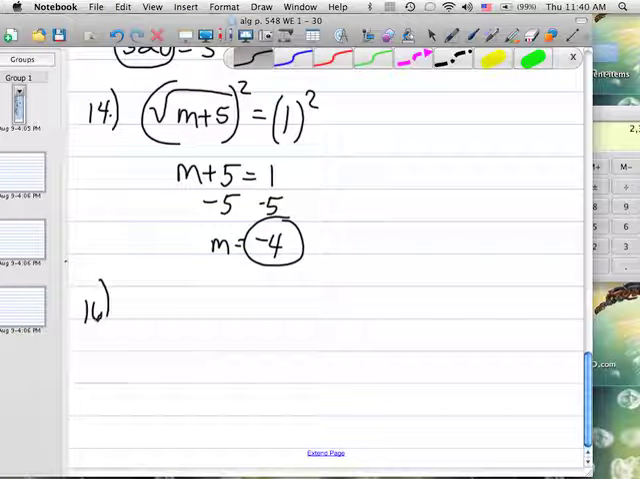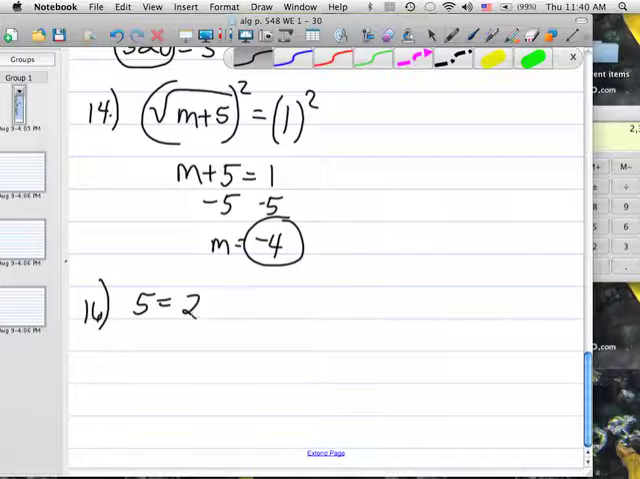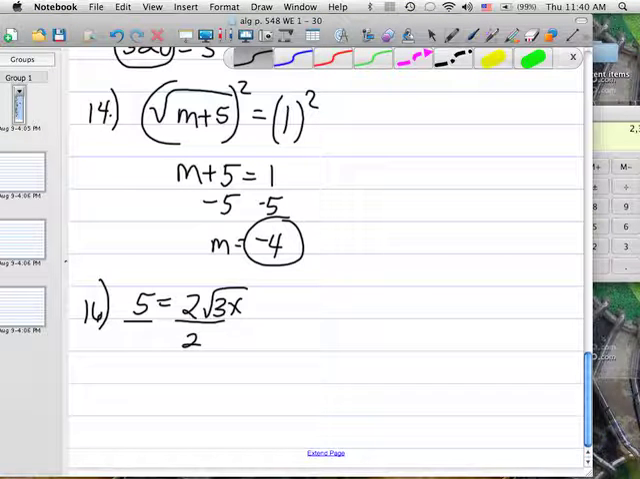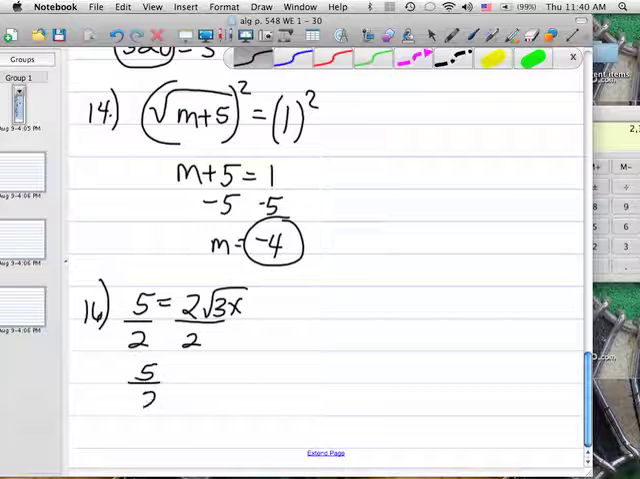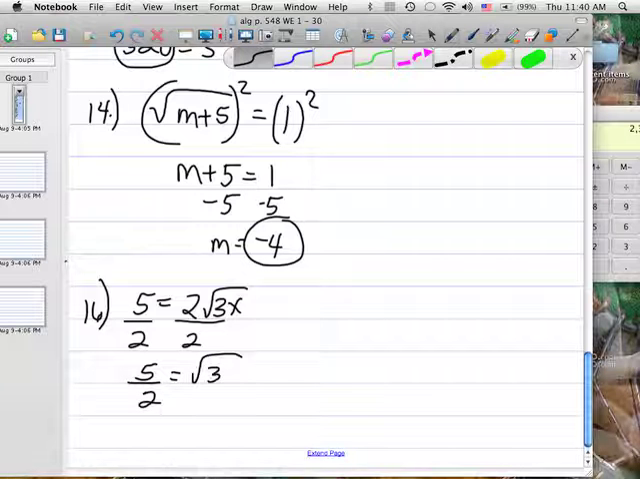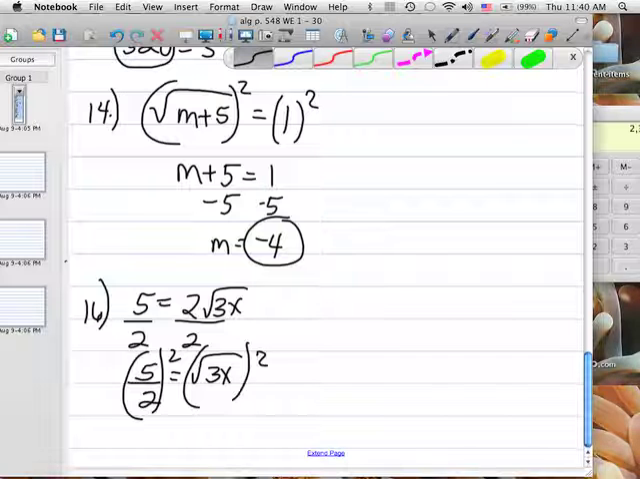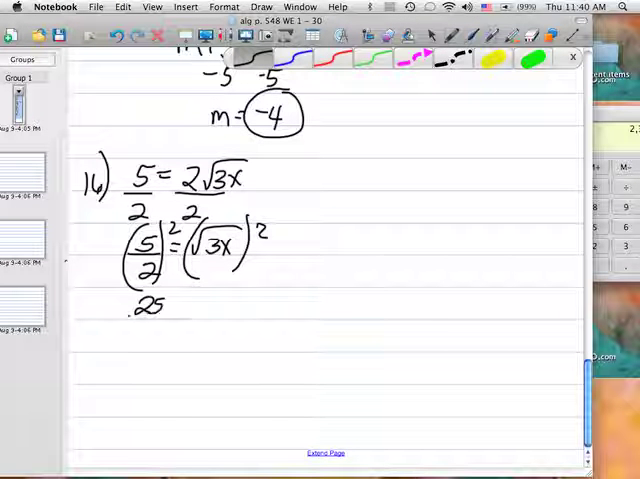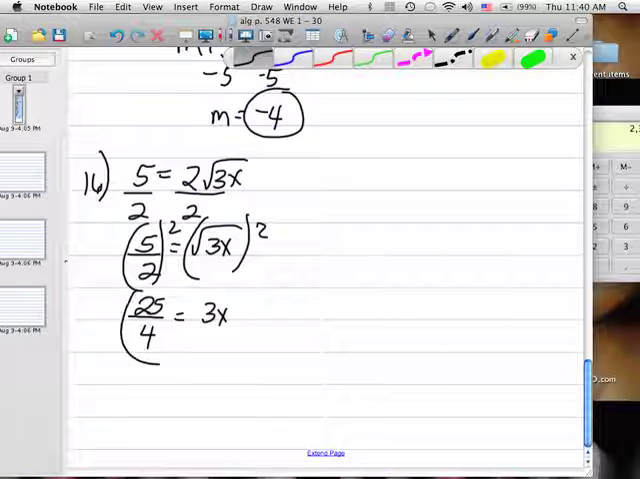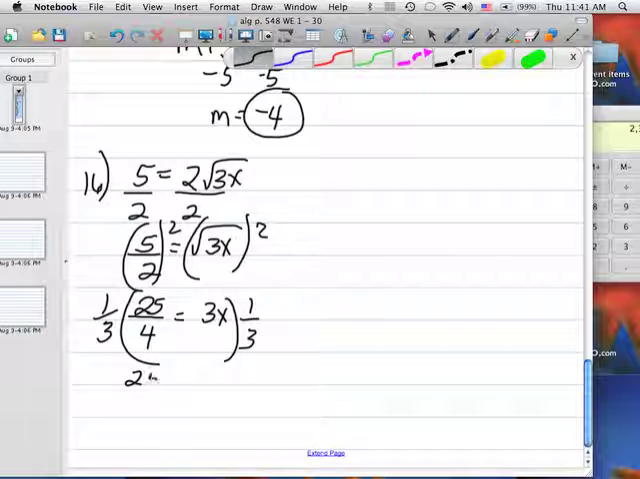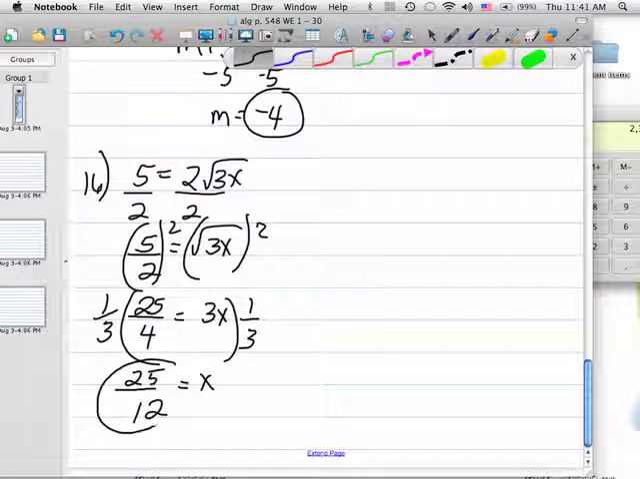Number 16, I have 5 equals 2 radical 3x. Isolate the radical, so we need to divide by 2. So we have 5 halves equals the square root of 3x. Square both sides, and we get 25 fourths equals 3x. Multiply by a third, and we get 25 twelfths equals x, solving for x.